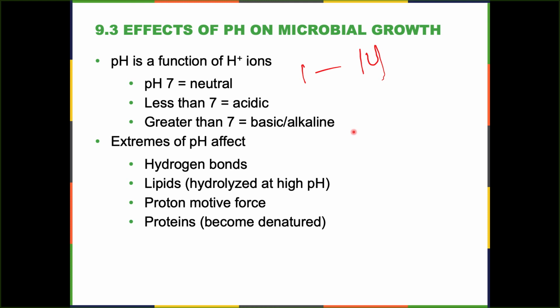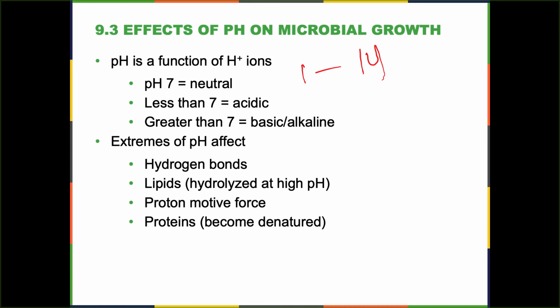And pH is important because extremes of pH affect things like hydrogen bonds and lipids, because high pH tends to hydrolyze lipids or break them apart. Proton motive force, right? If we are in an environment where there's a lot of protons already on the outside or very few on the outside, it can really affect the proton motive force and thus ATP production. And then proteins, right? We talked about how proteins require a very specific environment to work in. So if you change that pH significantly, proteins will become denatured, right?